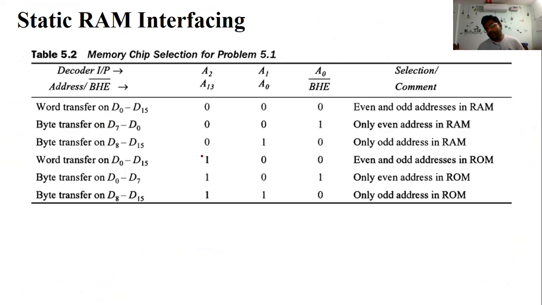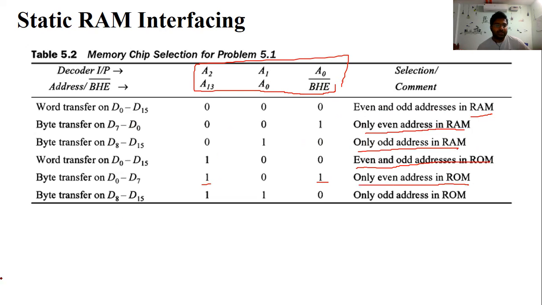Which chip is selected, RAM or ROM? Which chip is going to be selected is based on this table. With all zeros, it may select even and odd addresses of RAM. So BHE bar is one. It selects the even address in the RAM. If A0 is 1, it selects the odd address in the RAM. If A13 is 1, it selects even and odd addresses of the ROM. If A13 is 1 and BHE bar is 1, it selects only the even address, like this.